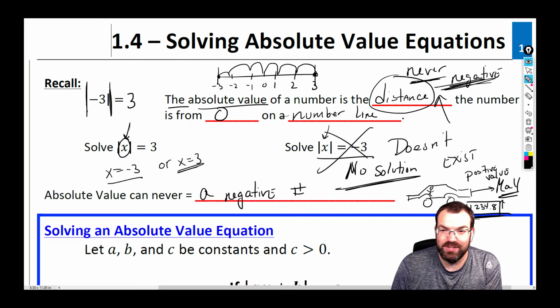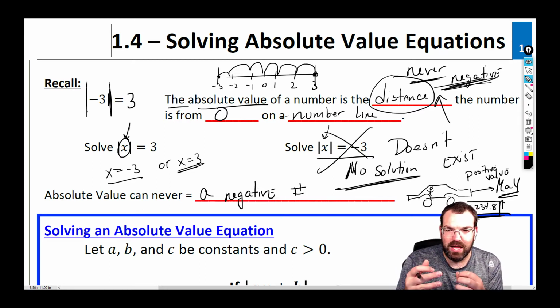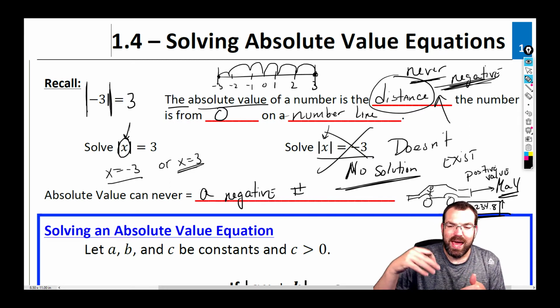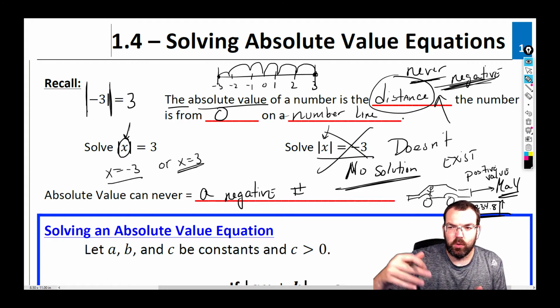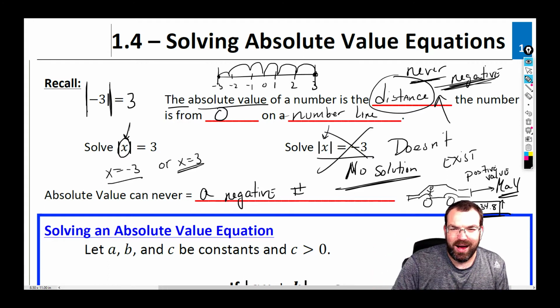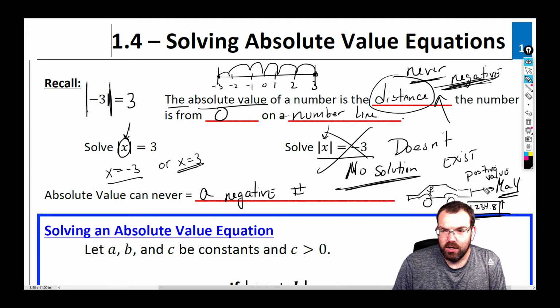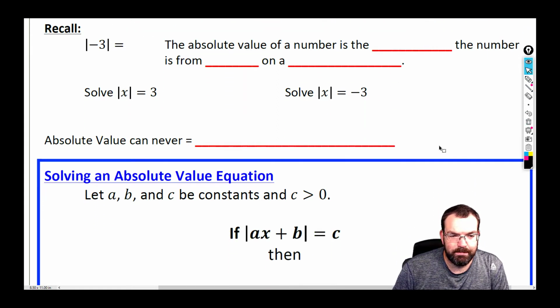So that's how distance works. Think of it as absolute value. The distance is always positive. Any way you travel, whether it's forwards or backwards, it's always a positive distance. All right? Cool beans. Let's move it on up.